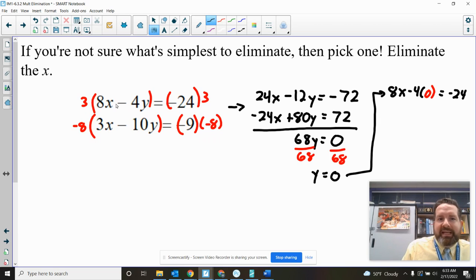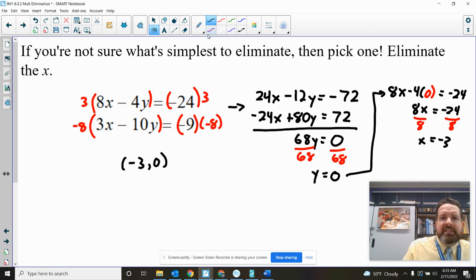I don't want to use my mistake. I want to use the way things started. 4 times 0 is just 0, and subtracting 0 doesn't change anything. So do a division by 8. We end up with an x of -3. So I think my solution is -3, 0. Let's give it a check. That would be -24 minus 0 is -24. That works. And -9 minus 0 is -9. That also works.